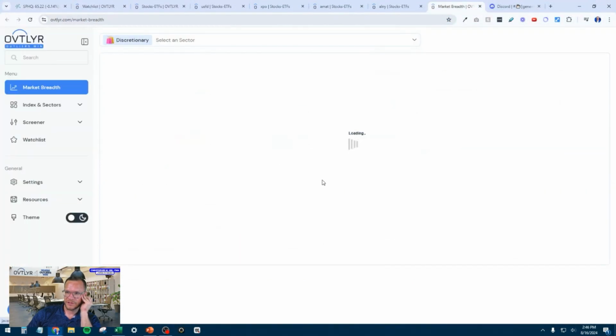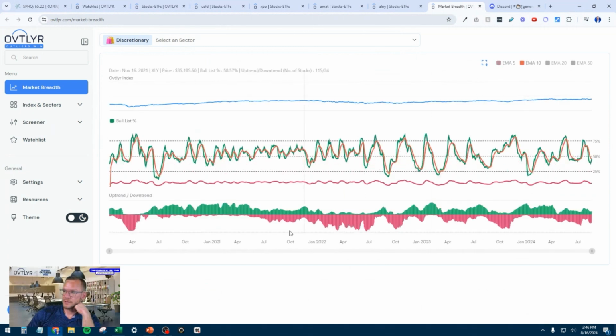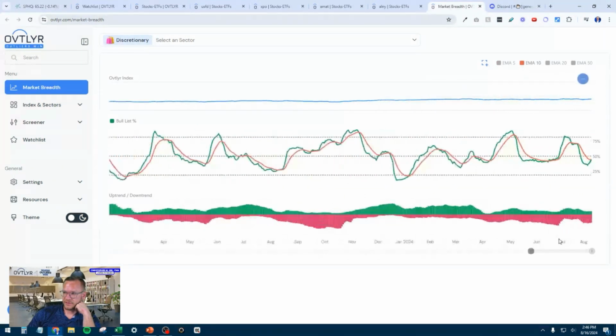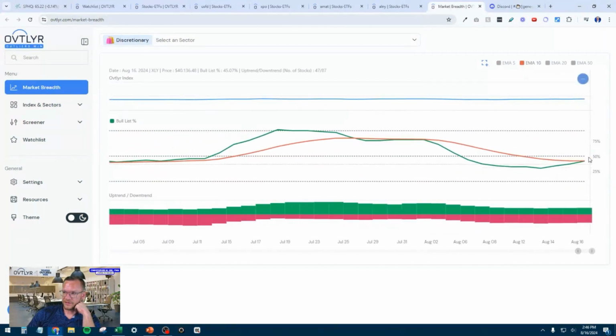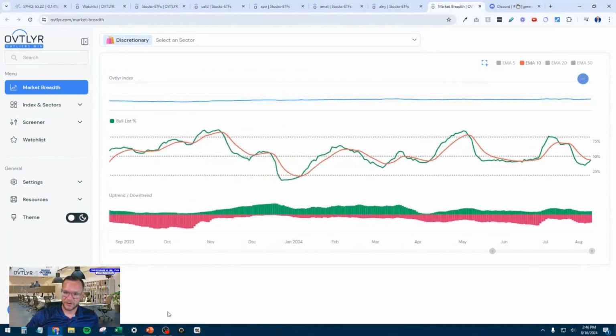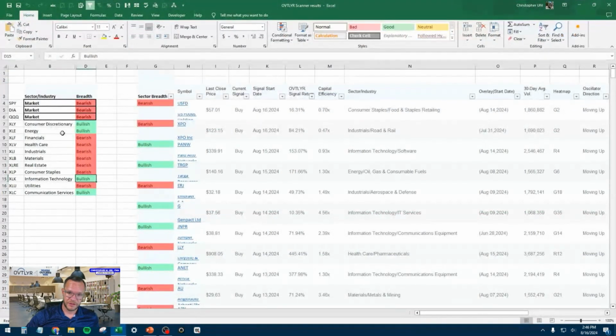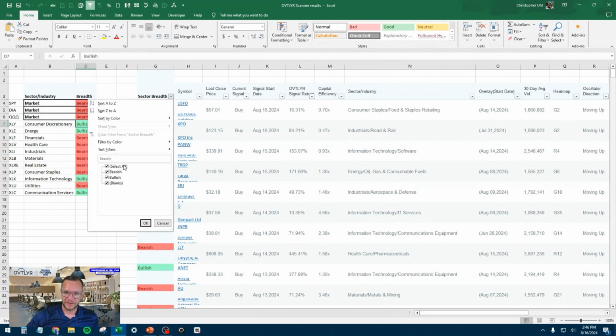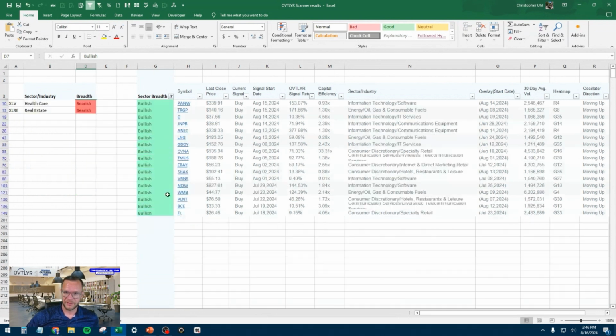So for example, let's go consumer discretionary. This one is right at it. I would consider that one because they're basically kissing at that point. I would consider this bullish. So I'm going to go through and update this as needed, and it's not going to be all that often. But then I'll have the ability to filter, and you'll see me do this in real time. And this is actually my list right here.